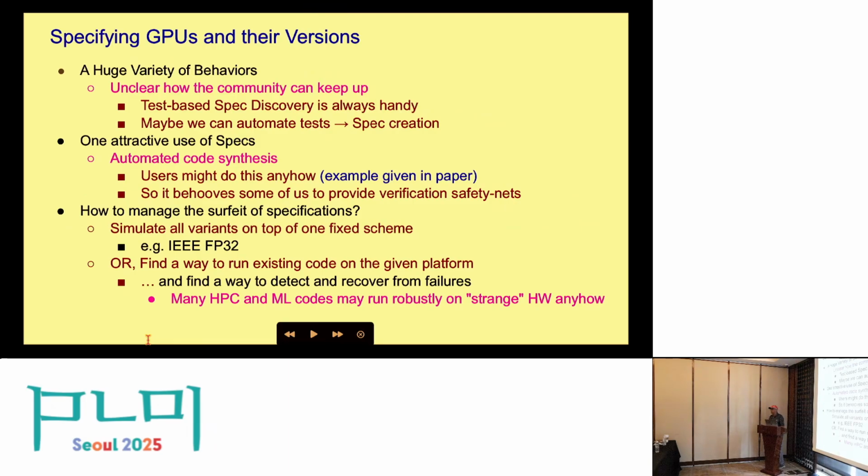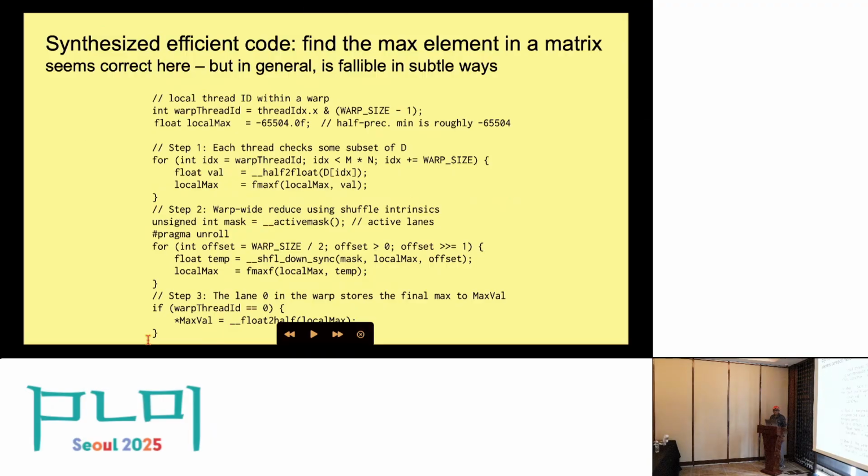It is going to affect our ability to understand devices, auto-generate code, and verify auto-generated code. All these things are going to be affected by either a lack of specifications or too many specifications. For instance, this is a piece of code that GPT generated to find the max element of a matrix. It uses shuffle sync and highly optimized instructions, and this code seems correct, and human scrutiny told us it is correct. But in another instance, Claude generated a piece of code like this, where it was scheduling work for an inactive thread in a warp. So that is obviously buggy.